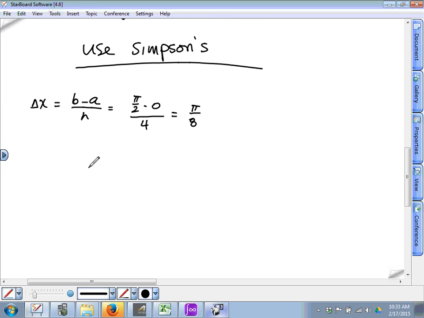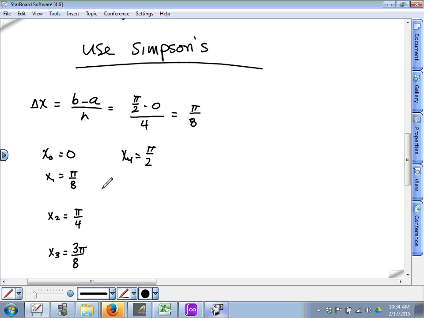So, x sub 0 is 0. x sub 1 is pi over 8. x sub 2, if you add another pi over 8 to pi over 8, you get pi over 4. x sub 3 is 3 pi over 8. x sub 4 should be pi over 2, because your lower bound is x sub 0, your upper bound should be x sub 4.